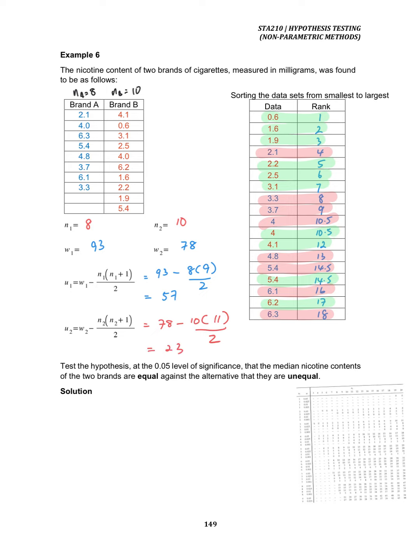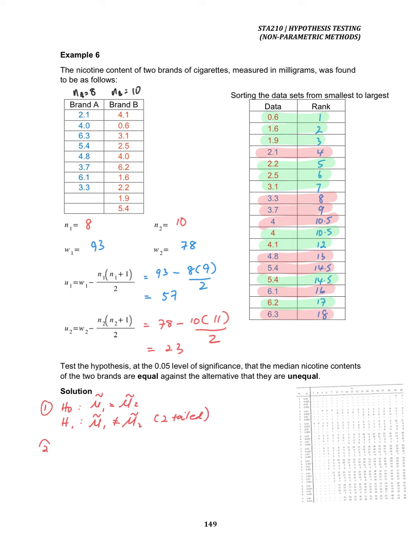Okay, so soalan dia, test the hypothesis at 5% level of significance. The median nicotine content of the two brands are equal, against the alternative that they are unequal. So our first step is H0 and H1. Jangan lupa untuk non-parametric kita akan guna notation median. So median population 1 equals median population 2 versus median population 1 not equal median population 2. So this one is two tail.